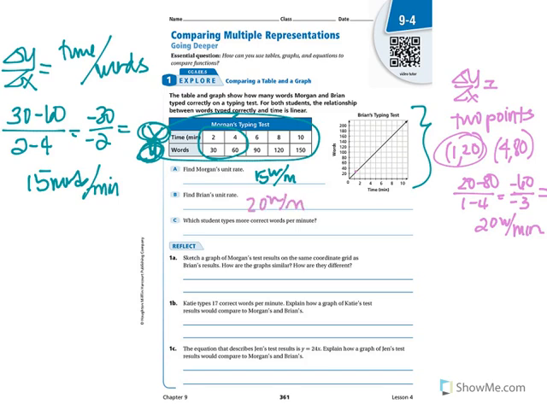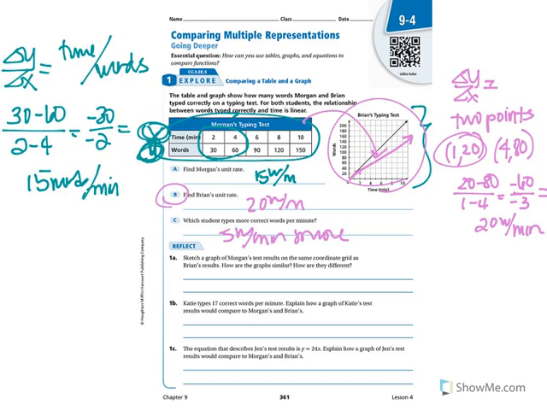Okay. All right, so now comparing the 2, Morgan versus Brian here, which student types more correct words per minute? Well, that's going to be Brian, okay? He's typing faster at 20 words per minute. What's the difference? Well, he types 5 words per minute more than Morgan. And if you were to graph Morgan too, like her points, it would kind of look something like this if you graph these points onto that line there.